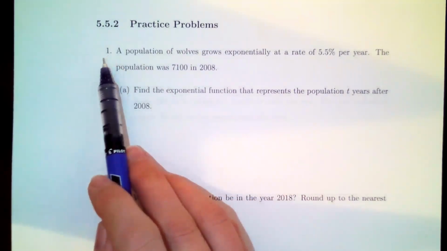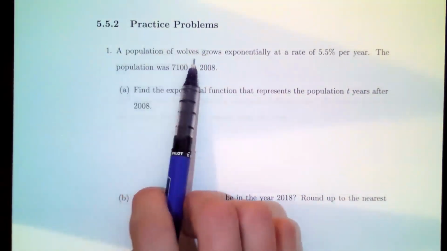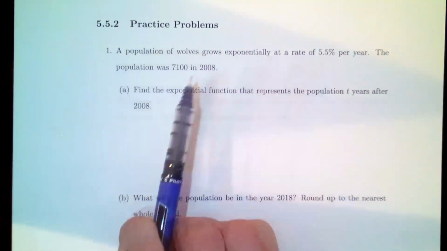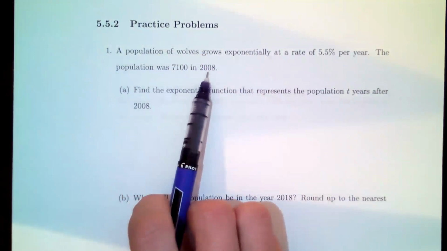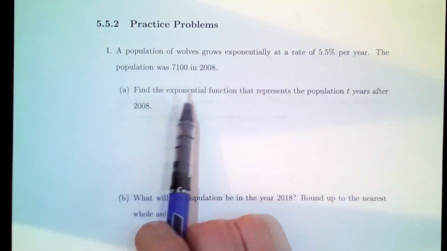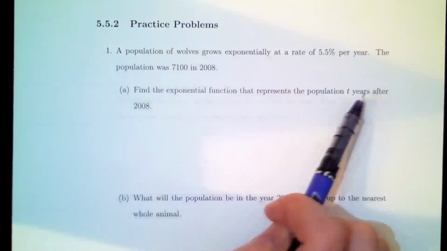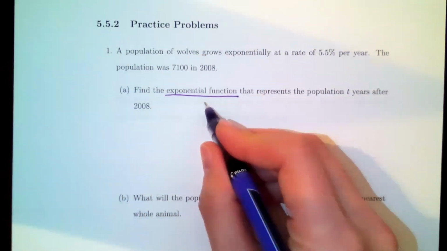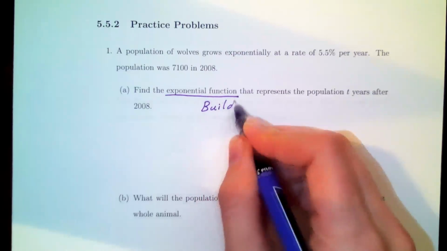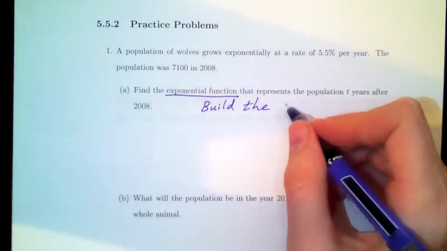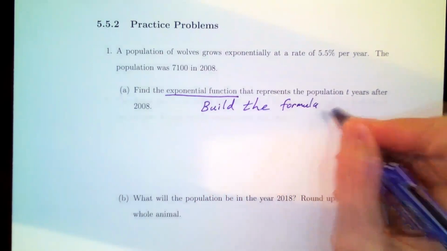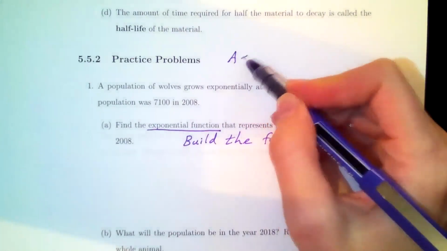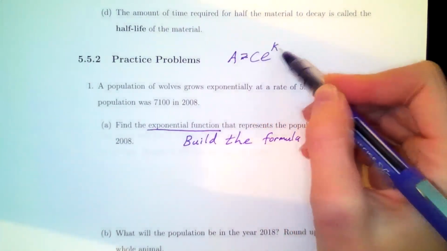In problem 1, it says a population of wolves grows exponentially at a rate of 5.5% per year. The population was 7,100 in 2008. Now, part A of this says find the exponential function that represents the population t years after 2008. So when they say find the exponential function, they mean build the model, put all of the variables in the formula. So first you have to figure out which model do I want to use. Do I want to use the equation that talks about exponential growth?